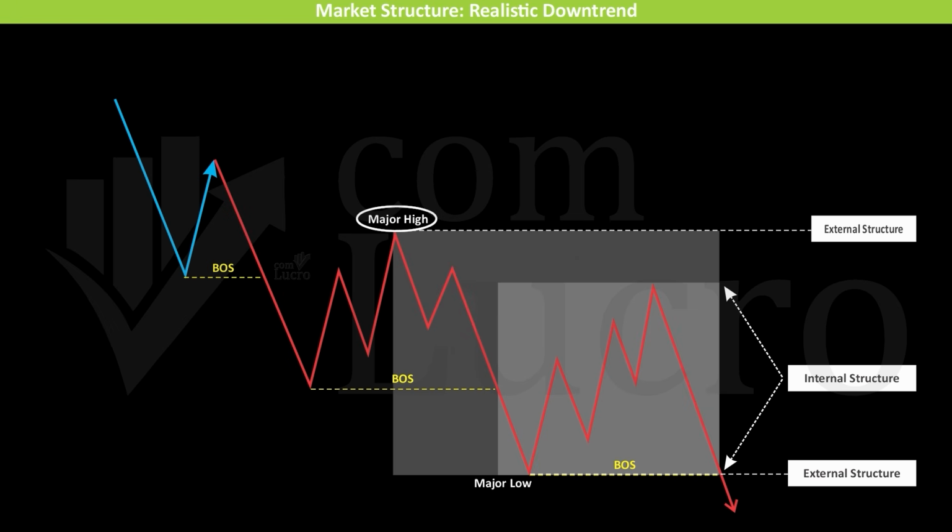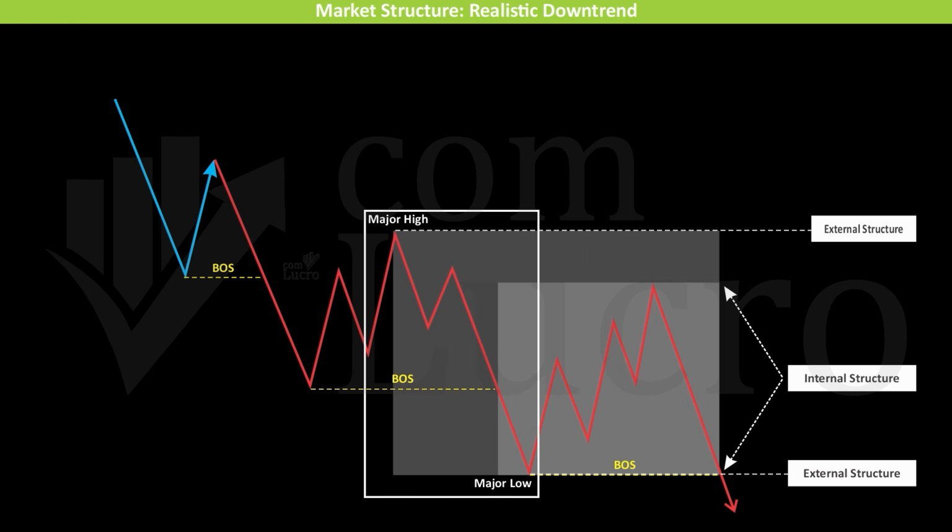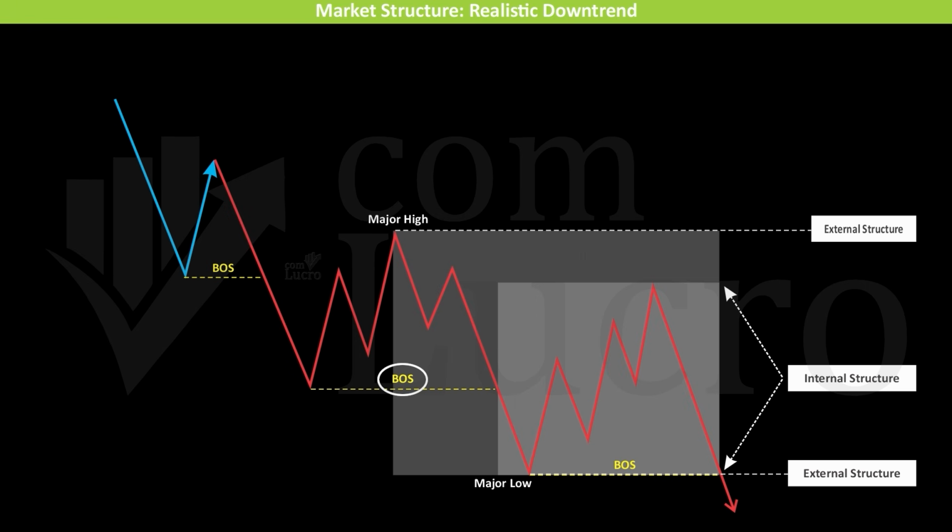This internal high, situated at the extreme, is now recognized as the new major high because it marks the highest point reached before the price initiated a strong bearish push, resulting in another structural break. Following this, the price undergoes another retracement, forming another major low. After establishing various internal structures, the price sustains its downward momentum, creating a sequence of lower lows and lower highs.